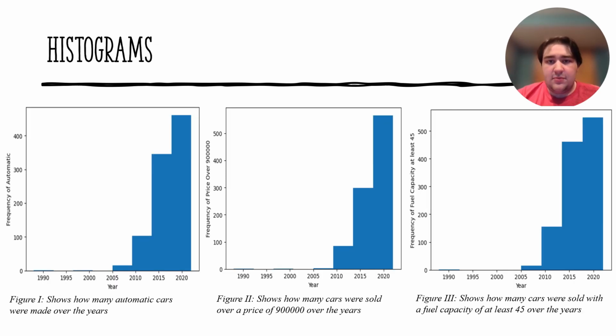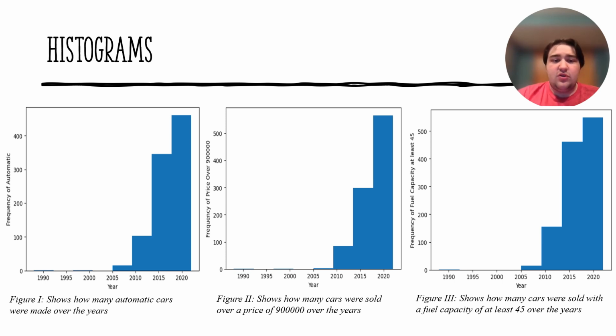We did 3 of them. Figure 1 showed the frequency of automatic cars over the years. This histogram logically makes sense because more recent car models have become automatic over time instead of being manual. Figure 2 shows the frequency of cars priced above 900,000. We think the currency was in rupees, but we're not 100% sure. This histogram also makes sense because over time, cars have gotten more expensive.